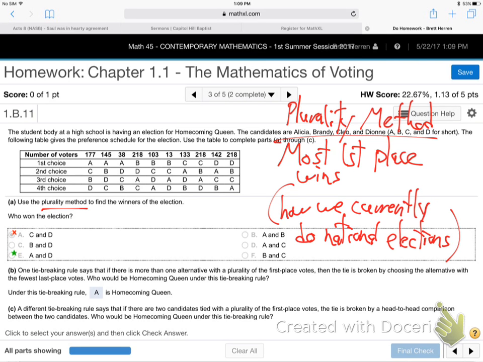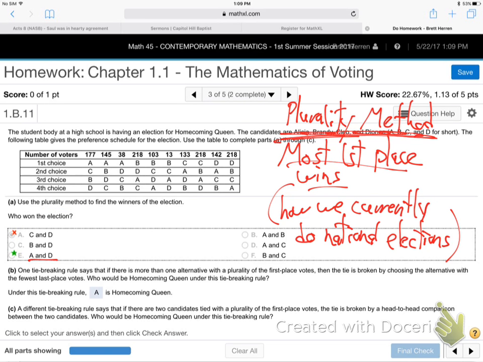So that is called the plurality method, because plurality means first choice. Having more first place than anybody else, if so, you win. So who has the most first place? Well, it looks like the answer is A and D. How would we determine that if we didn't already have it in front of us? Well, you would just need to add them up.